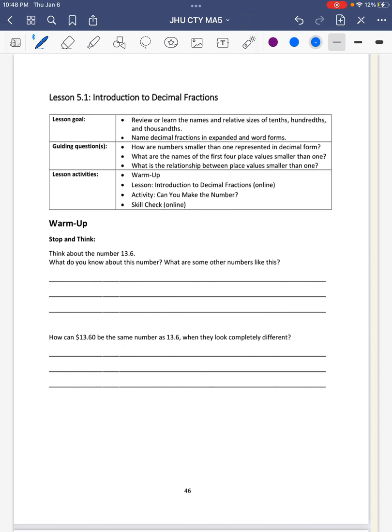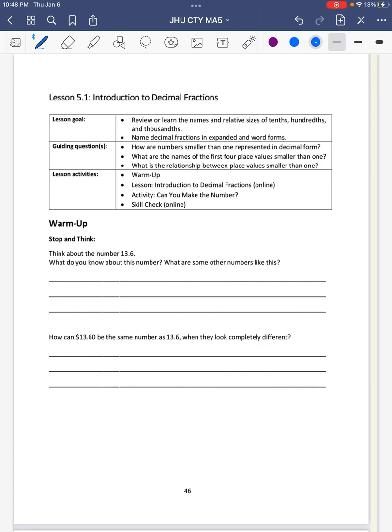Okay, so really, we're going to be looking a lot at place value in this lesson. So think about the number 13.6. What do you know about this number? What are some other numbers like this? So this is kind of an opinion question. You really can't get it wrong unless you write nothing. But in your workbook, we're on page 46.